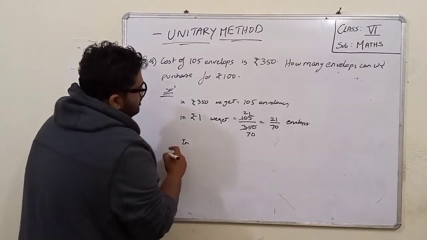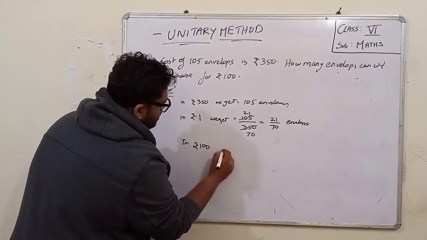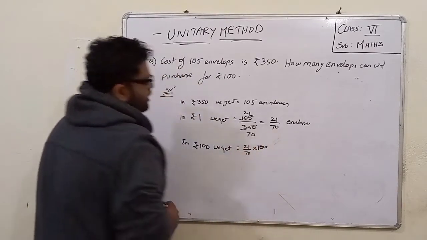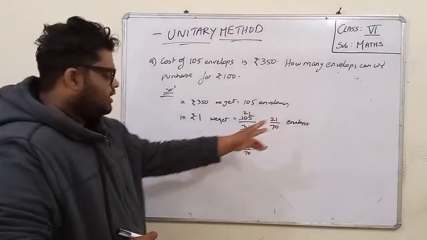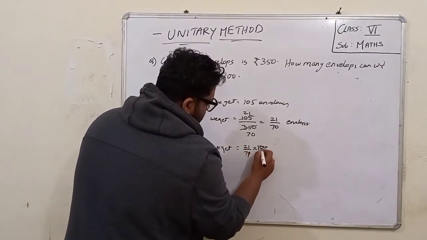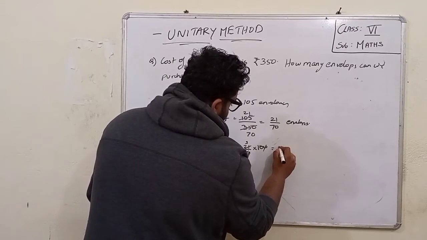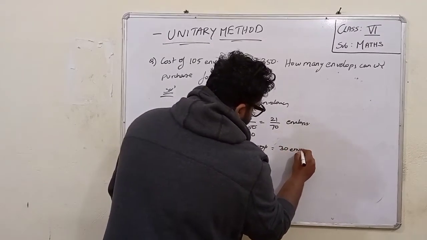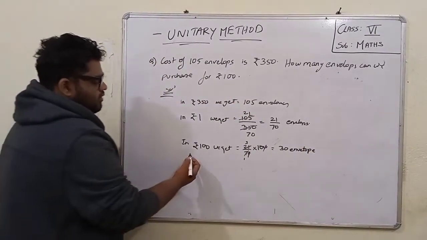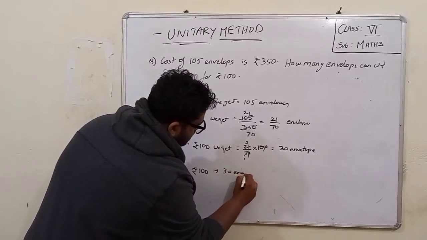So we have to find out how many envelopes we would get in 100 rupees. In 1 rupee, we get 21 by 70 envelopes, then in 100 rupees, we multiply this one unit by 100. Solving this, we get 30 envelopes. Okay, we get 30 envelopes. Therefore, in 100 rupees, we would get 30 envelopes.